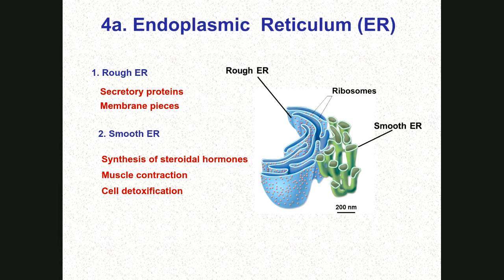Muscle contractions, but also cell detoxification. Where do we find them most? In the liver, the smooth ER. You know, when somebody is a drinker, he drinks alcohol, the first organ that shuts off, what is it? The liver. Exactly. Because the liver has a lot of smooth endoplasmic reticulum on it to detoxify the body against the alcohol that this person is drinking.